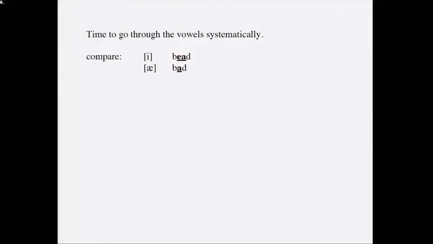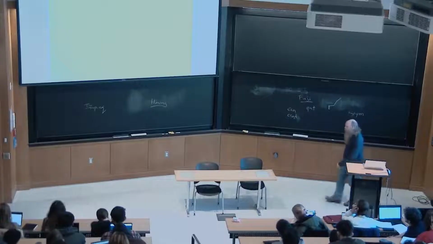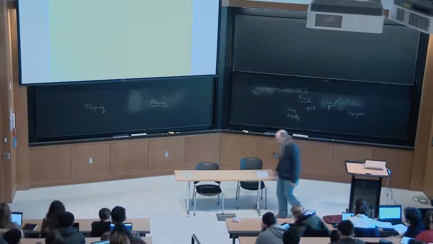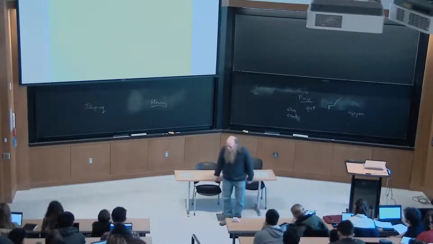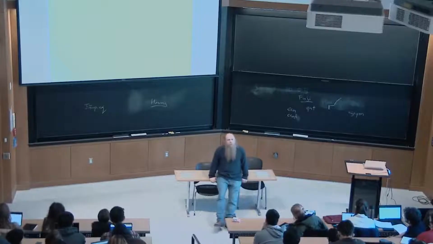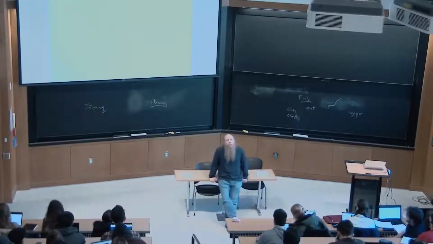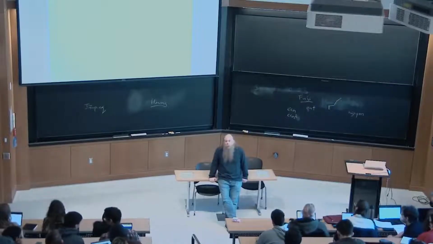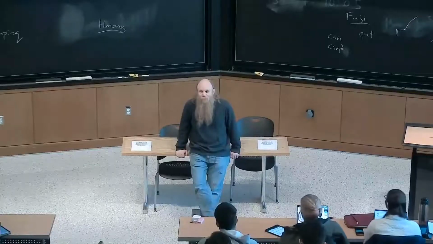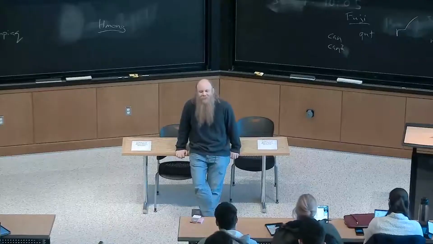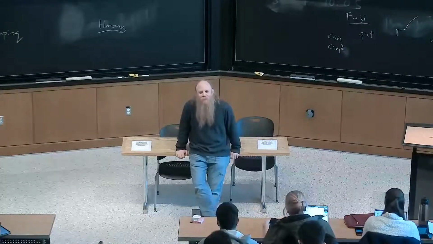So here are two vowels, and those are their IPA symbols, the vowel in bead and the vowel in bad. And now, everybody join me in sort of transitioning from one of those vowels to the other. Go. Okay. You guys sound good.